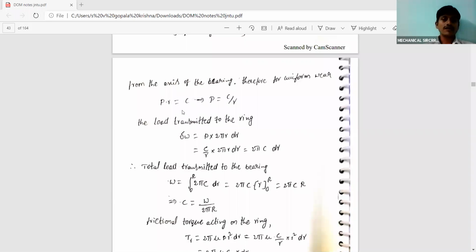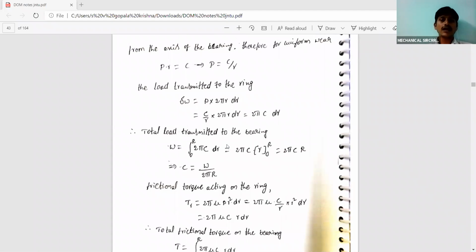So then they may also take the value of load transmitted to the ring, del W. What is the formula? P equals load by area. But here the load value is required, so load equals pressure into area. The pressure is P, and the area is the area of the ring, 2 pi r dr. Substituting P with the above value, C by R into 2 pi r dr, it is 2 pi C dr.